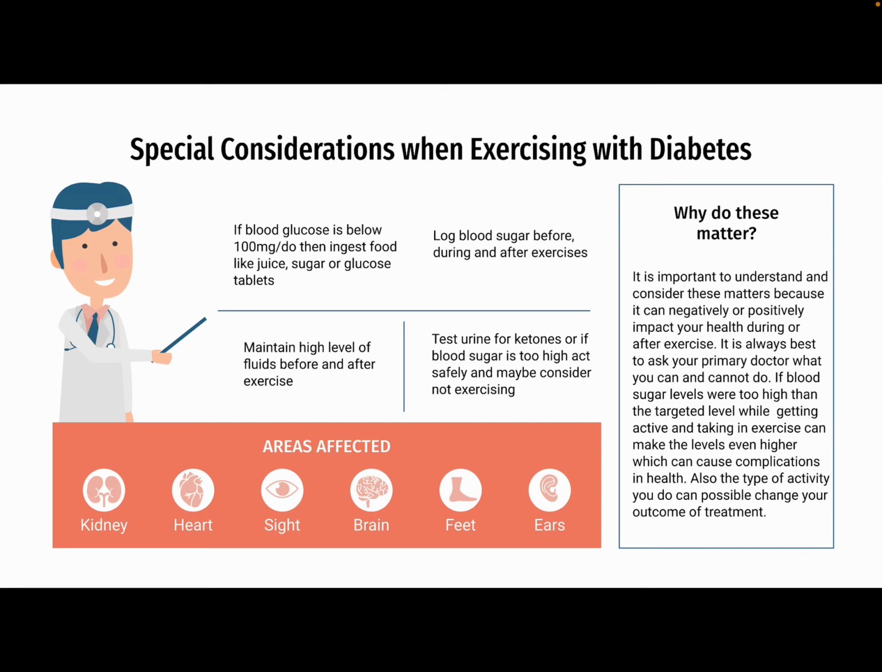Why do these matter? It is important to understand and consider these matters because they can negatively or positively impact your health during or after exercise. It is always best to ask your primary doctor what you can and cannot do. If blood sugar levels are too high, then getting active and taking in exercise can make the levels even higher, which can cause complications in your health. Also, the type of activity you do can possibly change the outcome of treatment while having diabetes.